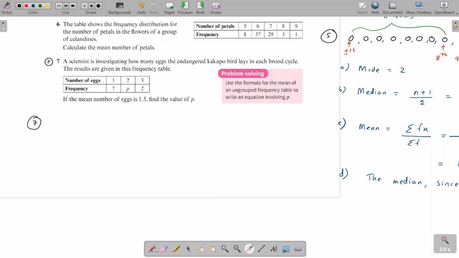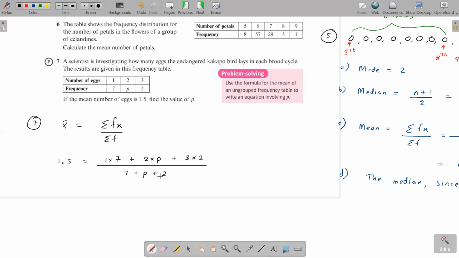How do you find the p value? Basically, here the mean x bar is sigma fx over sigma f, because this is a group frequency table. So x bar mean value is 1.5. Sigma fx: multiply the x value and the frequency. 1 times 7 plus 2 times p plus 3 times 2, over total frequency. You have to add everything, right? The total frequency is 7 plus p plus 2.